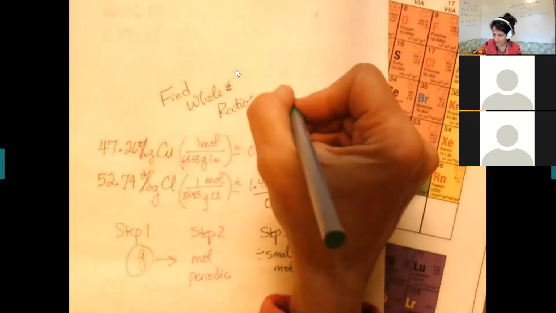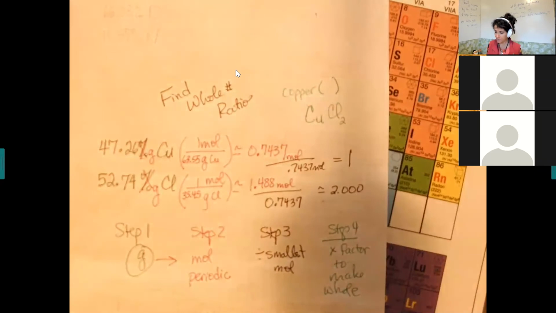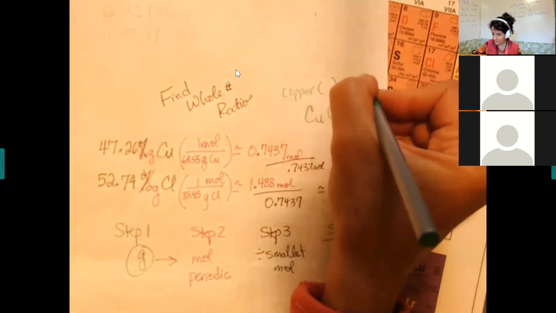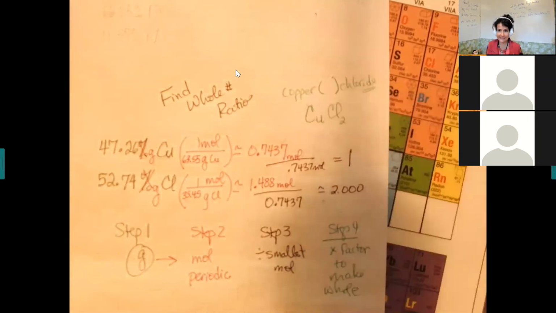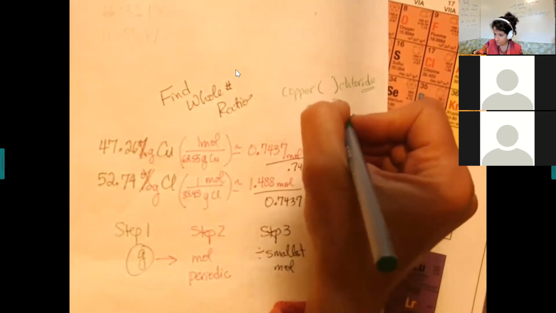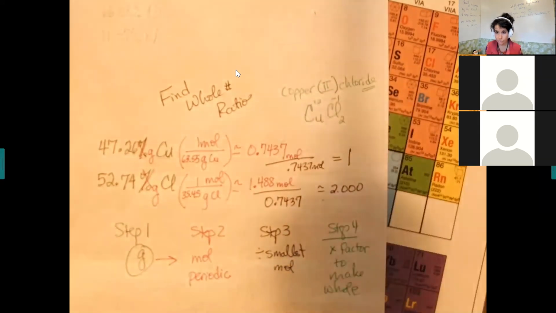The name of this compound, just to practice naming: copper would get a Roman numeral, and chloride, that -ide ending, is just because it's not a polyatomic. Since the Cl has a -1, the copper then would have a 2. So the name would be copper(II) chloride. Just fun with naming of the stuff.